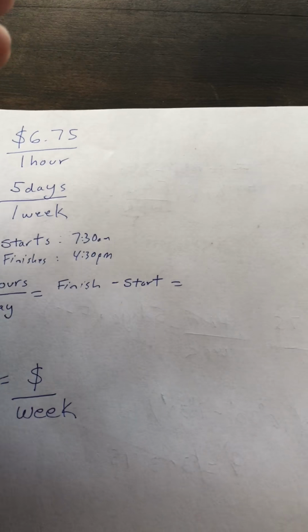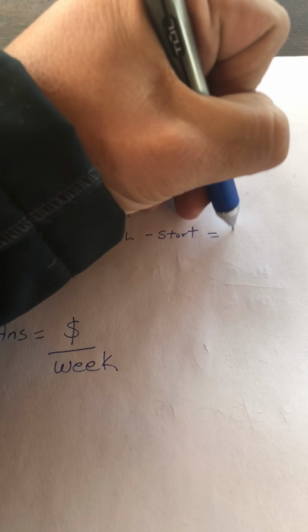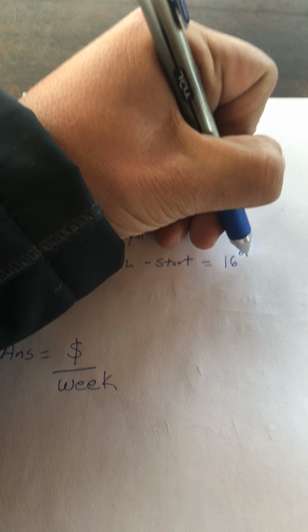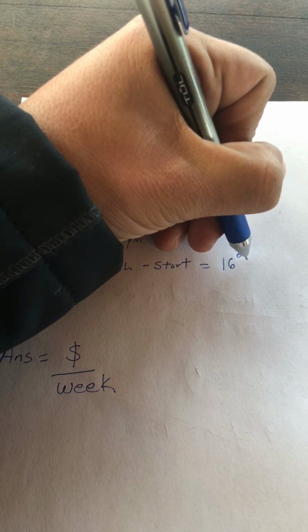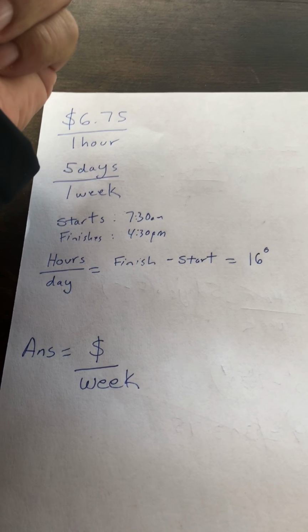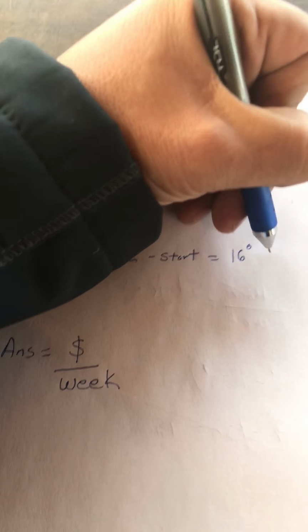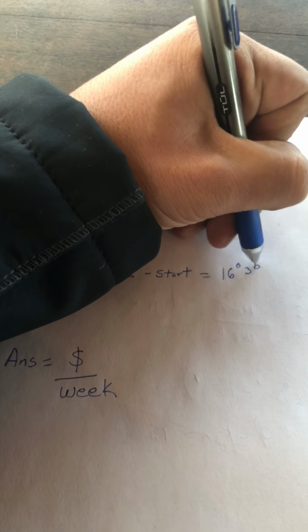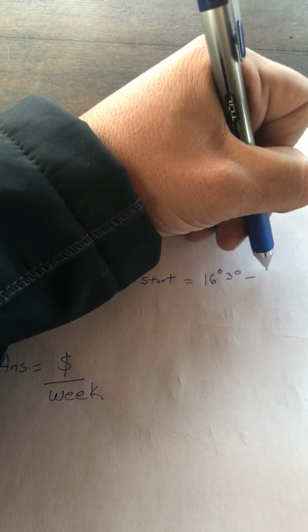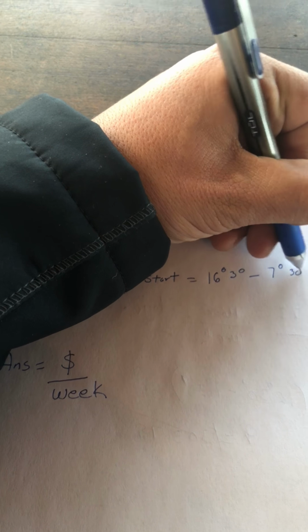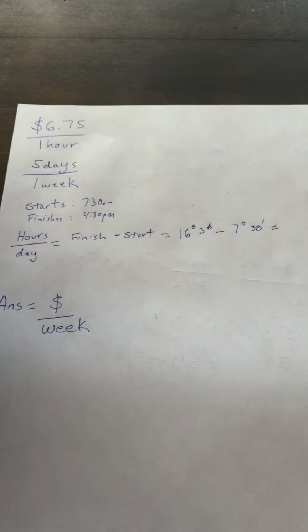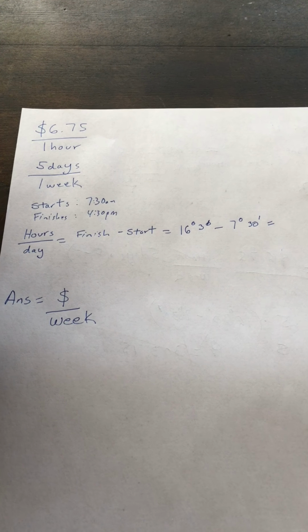Let's try that. The one thing to remember about the calculator is that it uses military time, otherwise you can see the difference between 4:30 and 7:30 is just 3 hours. But he works much longer than that. So he ends at 4:30, which is 16 hours and 30 minutes. We're going to subtract his start time from that, which is 7 hours and 30 minutes. This really should be in minutes, but the calculator will do it as the circles. So how many hours a day does he work?